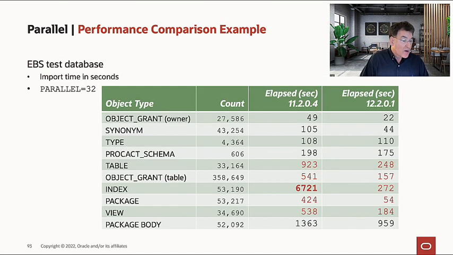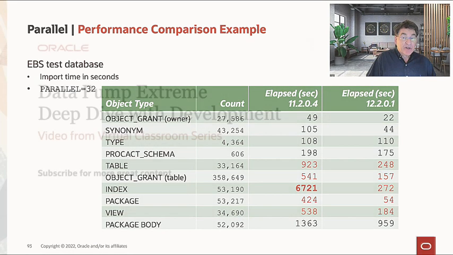And finally, looking at a performance comparison. This is a performance comparison for an EBS test database. The numbers are in seconds, and it shows that the 12.2 import with parallelism is considerably faster than the 11.2.0.4 import, notably for tables, for grants, for packages and views, and especially for indexes.